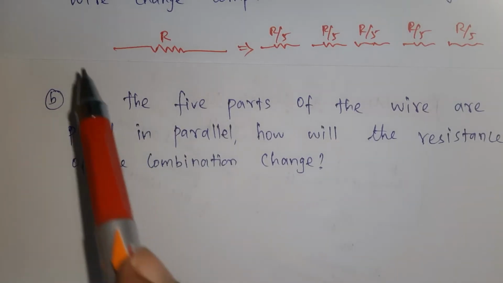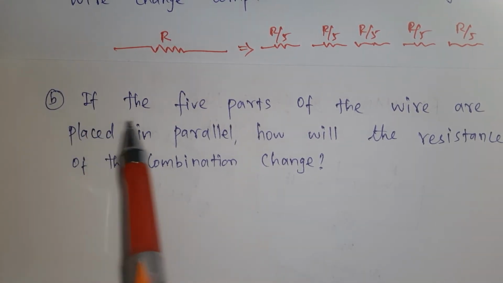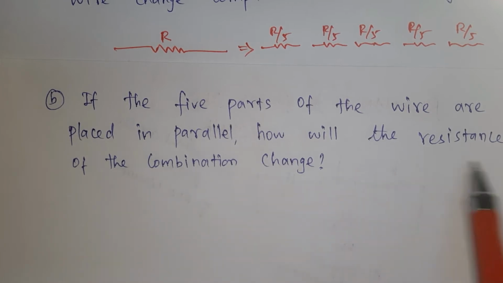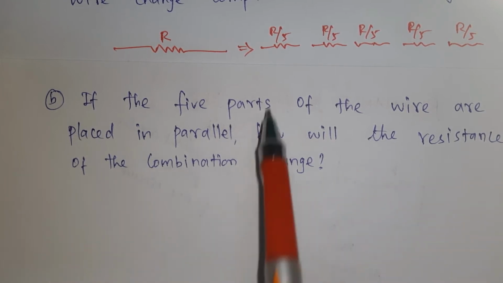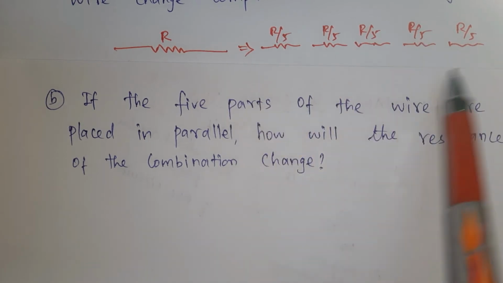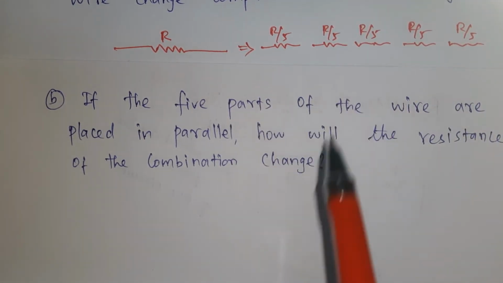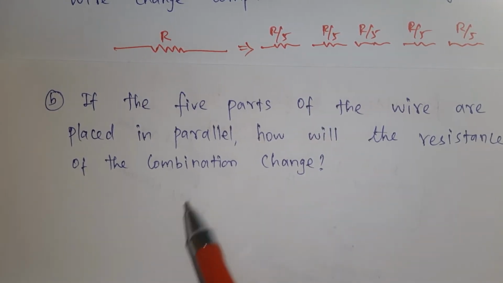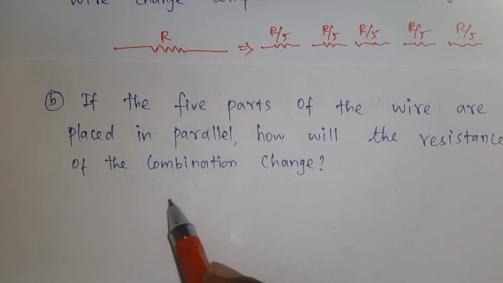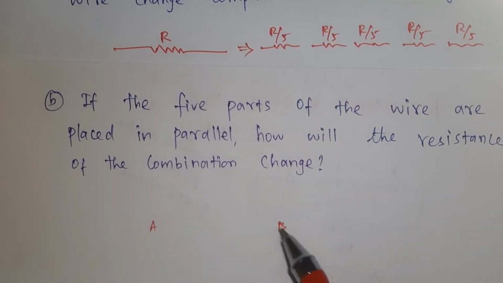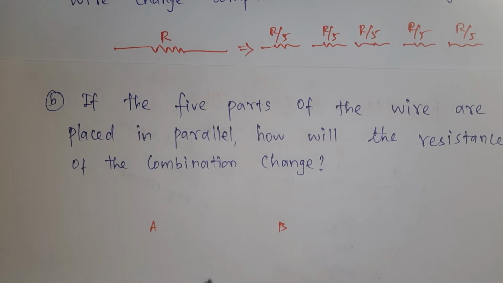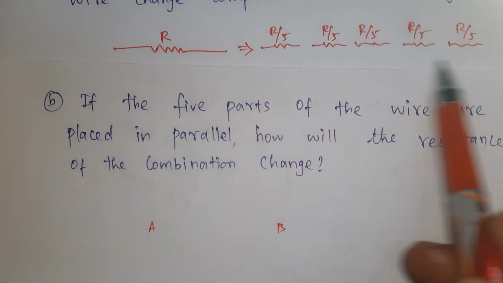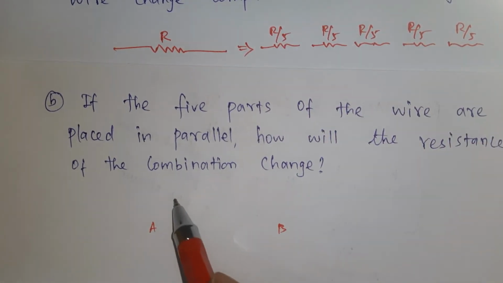This is sub question 4b. If the 5 parts of the wire are placed in parallel, how will the resistance of the combination change? These 5 parts are going to be connected in parallel, then we are going to find the effective resistance. A parallel connection is nothing but more than one component connected between the same points. For example, A, B. These are the common points. Between these common points, we are going to connect more than one component. Here there are 5 components, so we are going to connect them one by one in parallel.